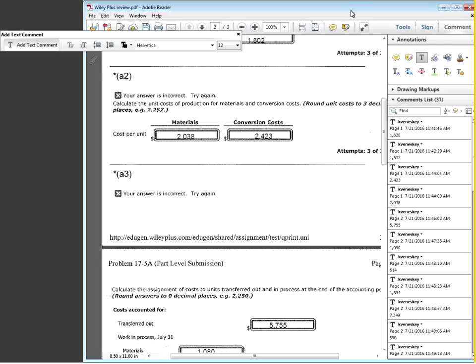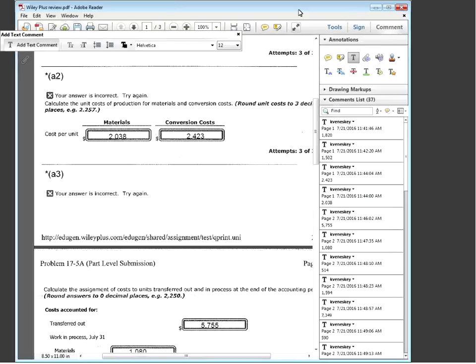So hopefully that's a help to start you out for this problem, and then the rest of the Wiley Plus items should be fairly similar to this. I will see you then for week 4 as you finish out here in week 3.